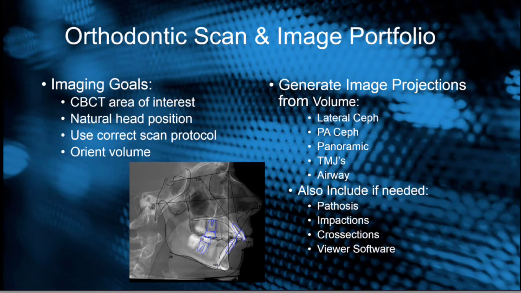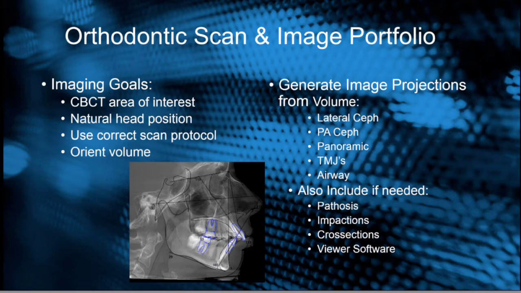And we want to correctly use the right scan protocol. I have another video that talks specifically about scan protocols and which one to choose. So you may want to refer to that. After the scan has been taken, it's very important that the scan volume is oriented to the patient's anatomy so we have everything lined up correctly. And once we've reached our imaging goals, we generate image projections from the volume.